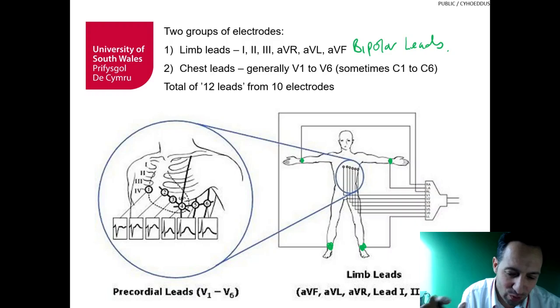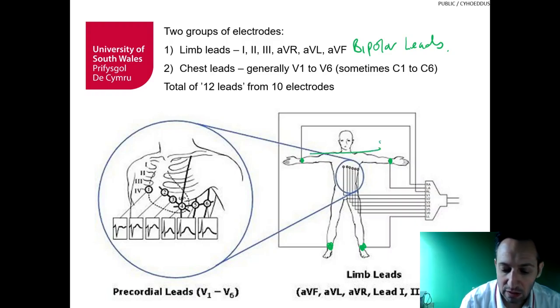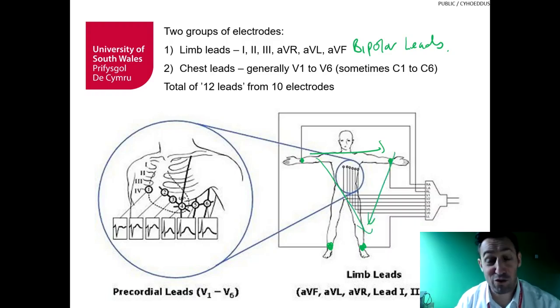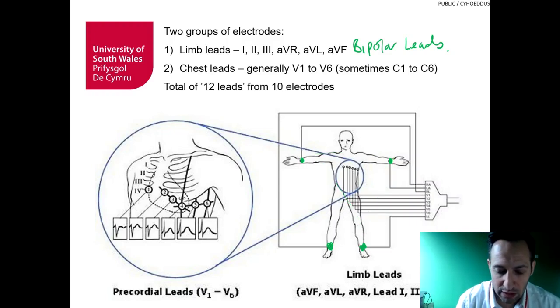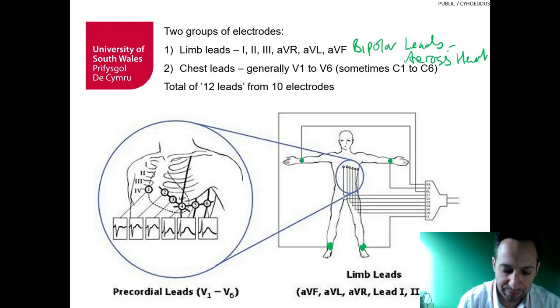For a way of looking at it simply, if you want, these bipolar leads look across somebody's heart. Okay? They look across the heart like that. And they form a triangle. This triangle is called Einthoven's triangle. They look across the heart. Okay? Across the heart.